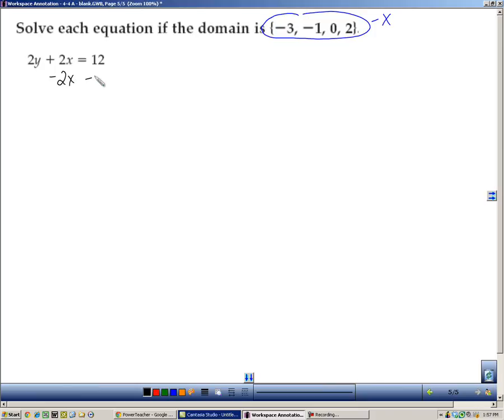We'll do that by subtracting 2x from both sides. So 2y equals, you could write this as 12 minus 2x or -2x plus 12. In this case, it doesn't matter. And now we'll divide everything by 2. Cancel the 2's here. 12 divided by 2 is 6, and 2 divided by 2 is 1. So we end up with a new equation of y equals 6 minus x. Now it's that equation that I'm going to plug all these values in for.